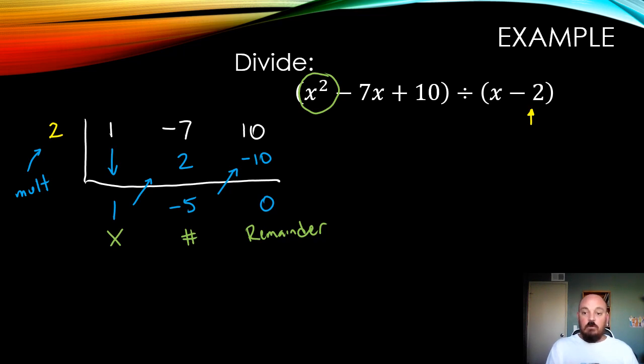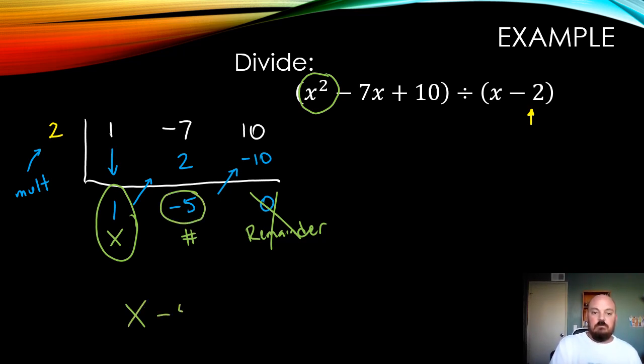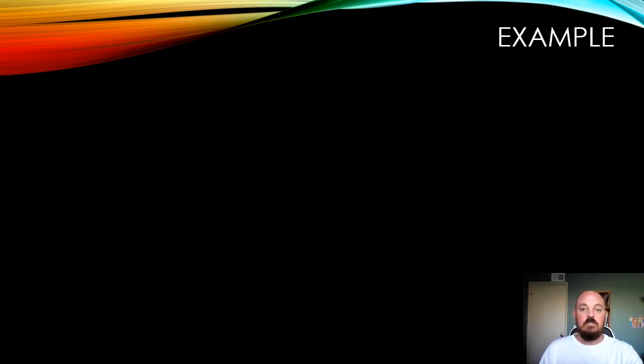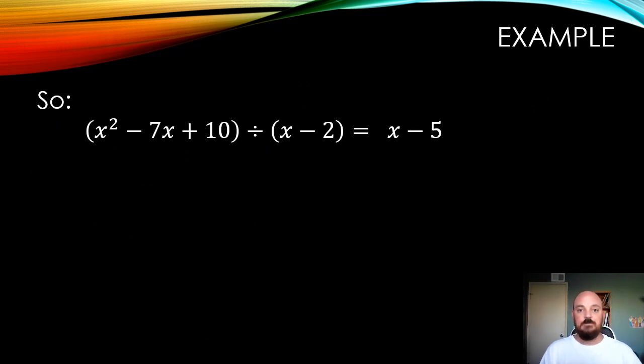Now, anytime you get a 0 for any of these, you can just throw them out. So this question actually does not have a remainder. We'll ignore that. But what I have is 1x, or x, minus 5. So the answer to this question is x minus 5. The answer to the question, x squared minus 7x plus 10 divided by x minus 2 is x minus 5. All right, that was a review of synthetic division, but it's also, like I said, going to lead into what we're going to do today.